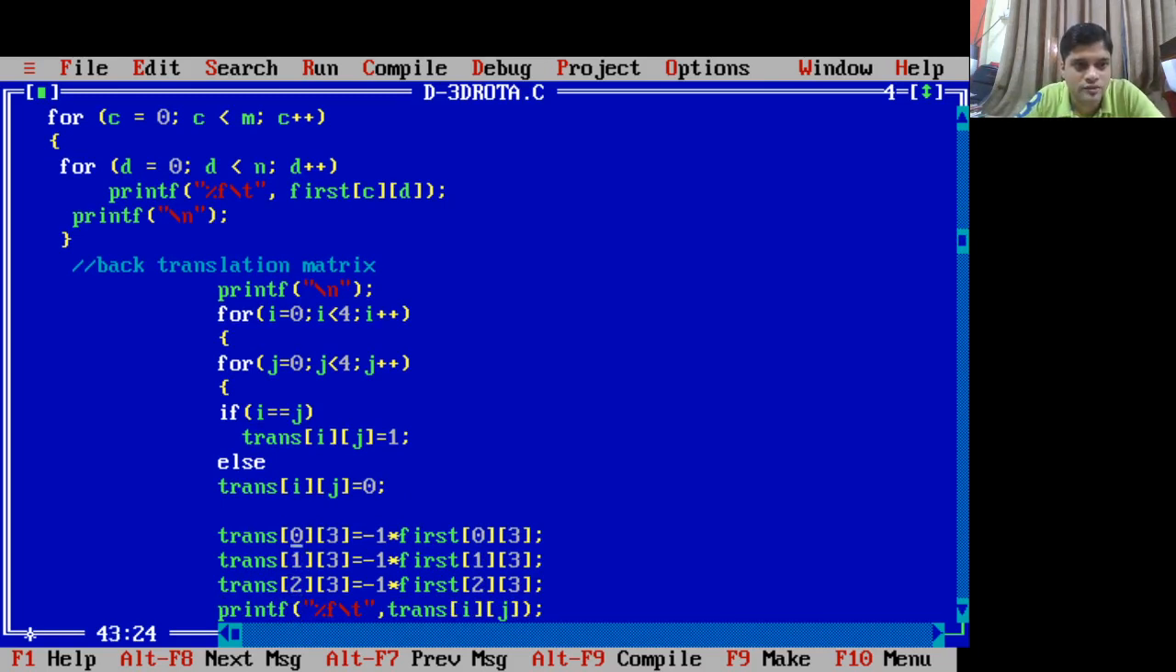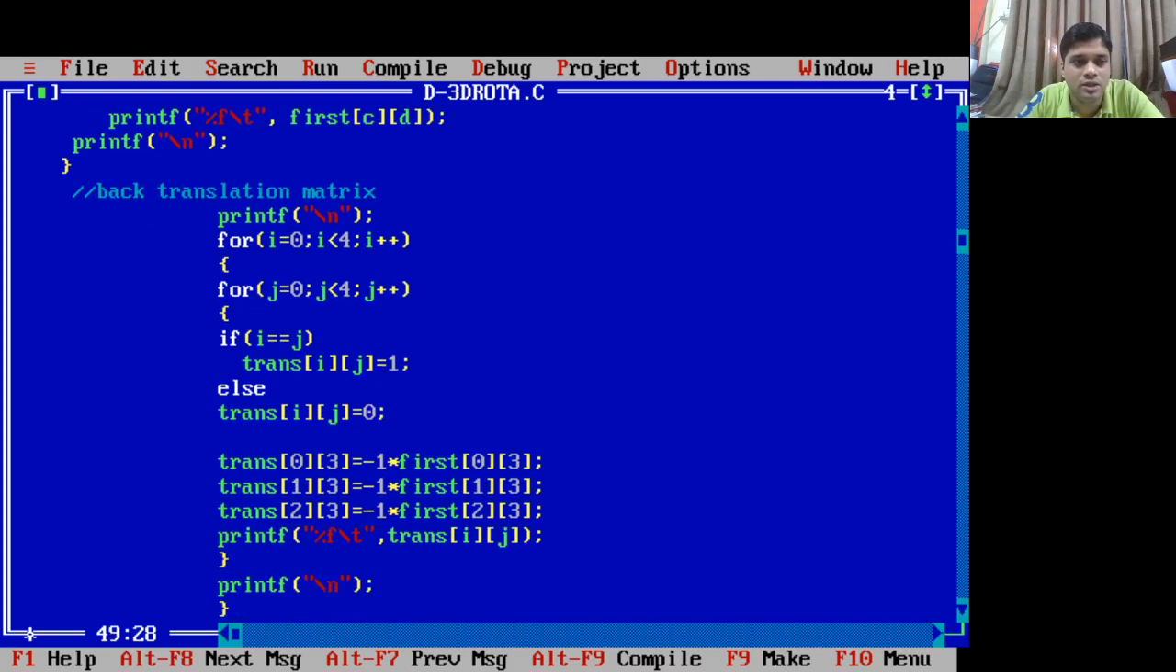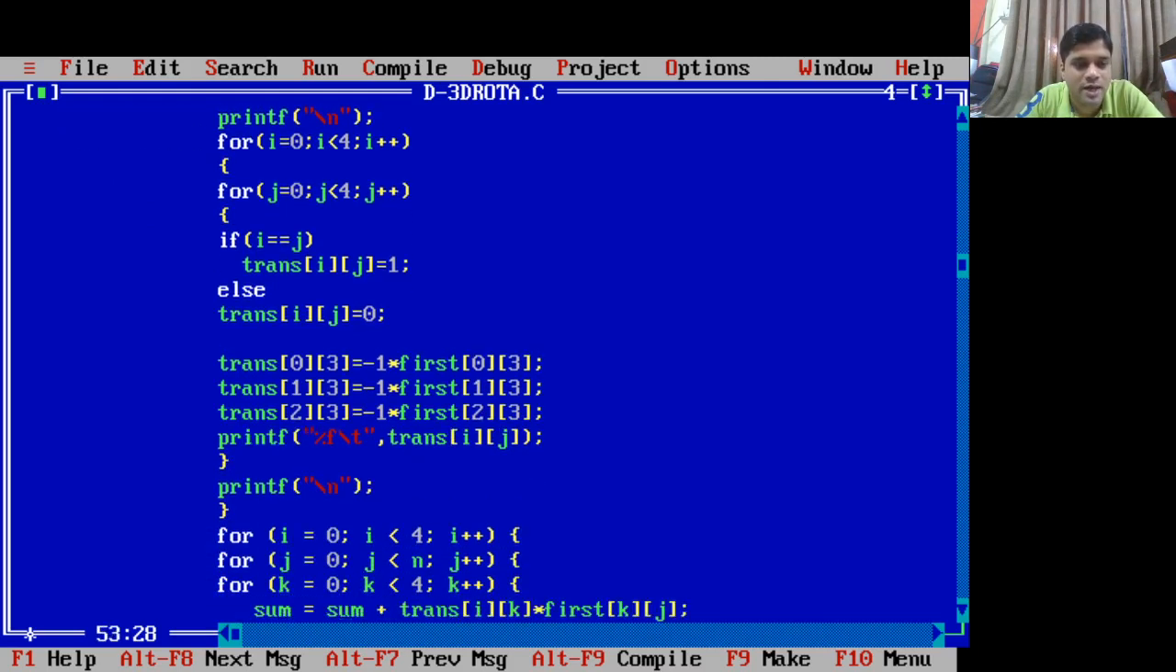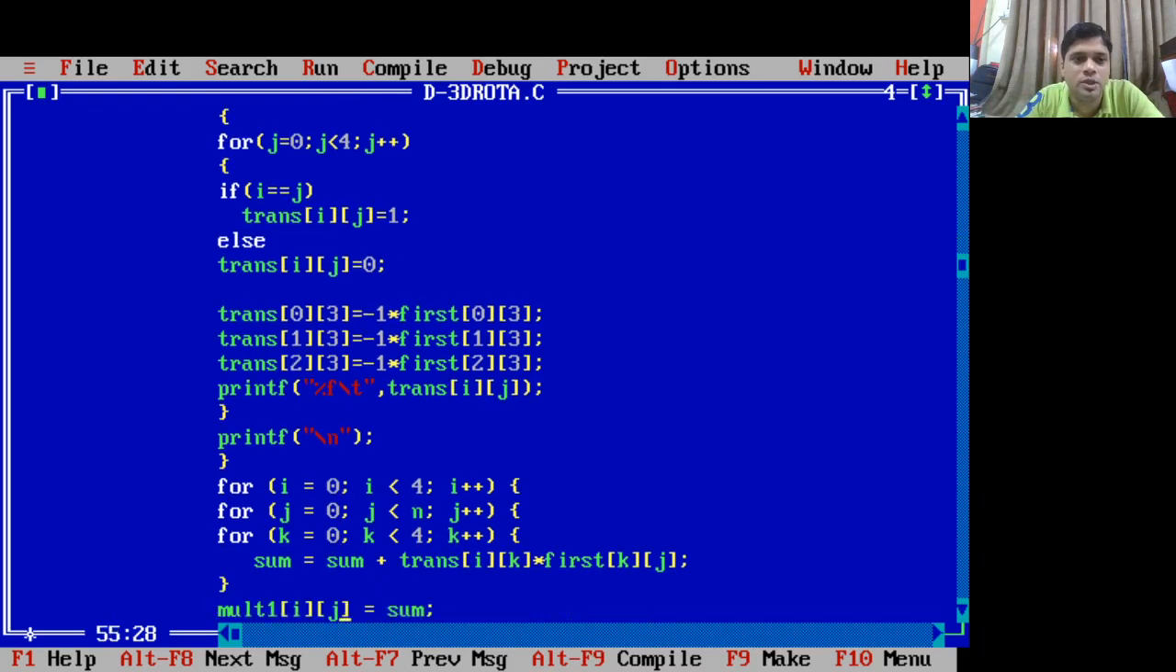So trans of 0, 3 is minus 1 into first of 0, 3. Trans of 1, 3 is minus 1 into first of 1, 3. And trans of 2, 3 is minus 1 into first of 2, 3. So I have populated the back translation matrix, and I will display it with the printf command, slash t and then slash n, and then I will carry out the multiplication.